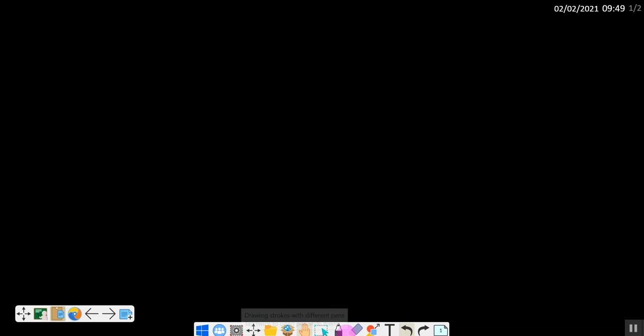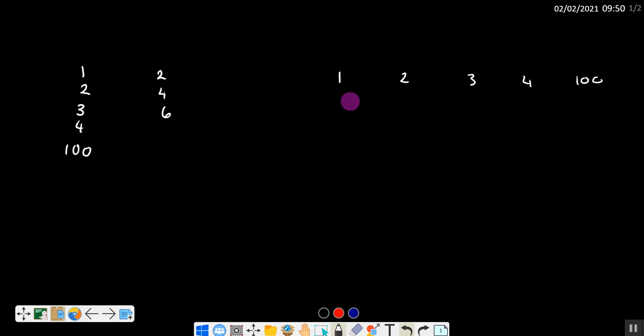Right, so let's just check the second one. So the second one we've got inputs are 1, 2, 3, 4, and 100. And we match with 2, 4, 6. Okay? So if I write them out in the other way, now you don't have to do this. I'm just trying to make a link between what you saw before and what you're seeing now. So we've got 1, 2, 3, 4, and 100 for those terms. And we've got 2, 4, 6.